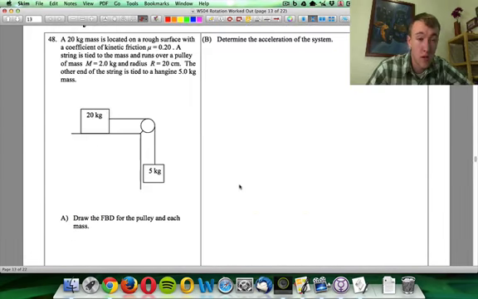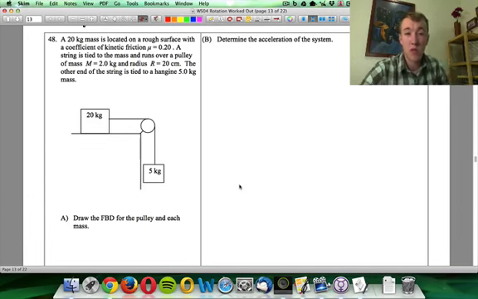Good work. This is our last pulley problem, and thank goodness, because this is exhausting. These are difficult problems, so I congratulate you for sticking with it, and let's finish this one up. Same idea with the pulley problem. We're dealing with pulleys that have mass, so there's a moment of inertia. That's going to affect the angular acceleration of the pulley, which ultimately affects the acceleration of the system.